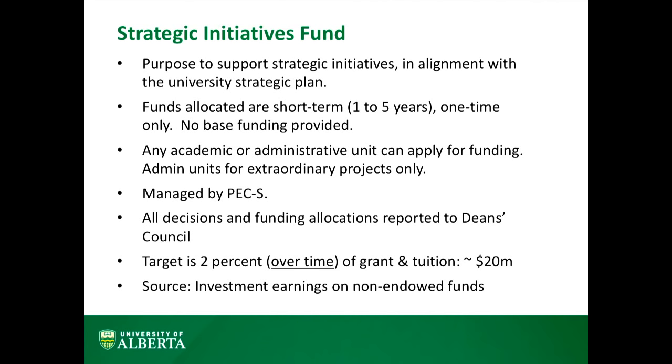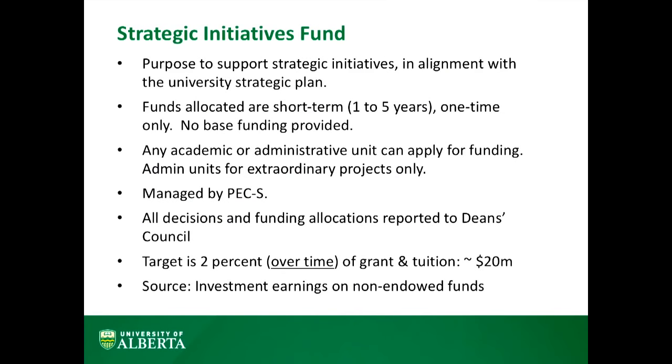The time frame is expected to be 1 to 5 years. Generally, we'd be looking at only funding things in academic units unless there was a particularly compelling case. Management of this resource would be, as it currently is, through the President's Executive Committee Strategic, PECS. But we would make sure that we vetted all of the decisions through Dean's Council to make sure that at least the deans understand where the priorities have gone. The target of this fund, and it will take us a number of years to build it up to this, is about 2%, or about $20 million. That's a number that also roughly corresponds to the investment income I talked about, that little box on the bottom of the revenue side.